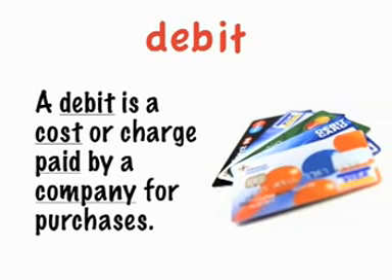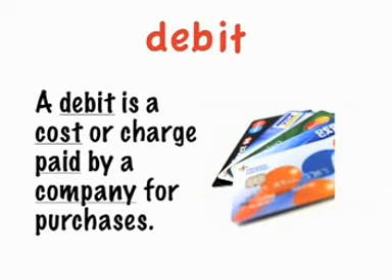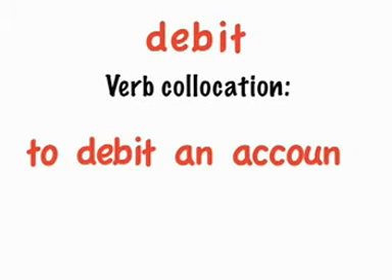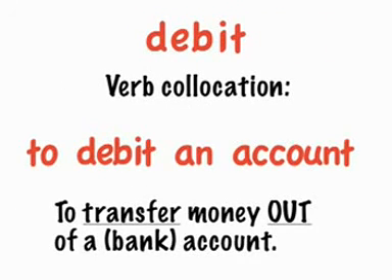Debit. A debit is a cost or charge paid by a company. For example, when it purchases supplies from a vendor. This word can also be used as a verb, and one common collocation is to debit a bank account, meaning to transfer money out of the account.